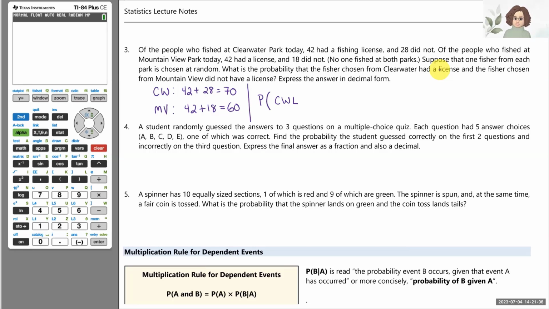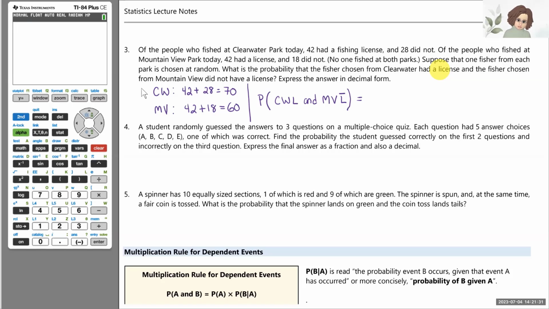L for license. So Clearwater Park had a license and the person from Mountain View Park did not have a license. So I'll use my complement notation, L for license, and a bar over it is not a license. So just so I can have some notation going on here. And then we're ready for the multiplication rule.